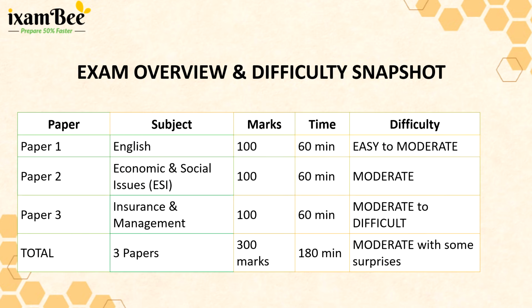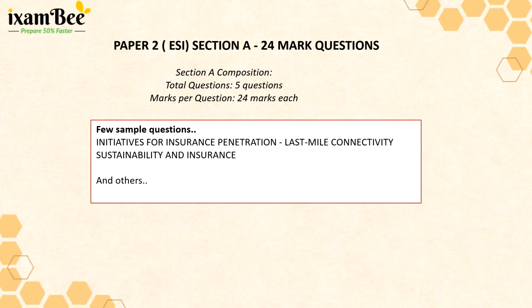Now the difficulty levels are important because paper 2 and paper 3 require more careful understanding of the concepts. But before we deep dive into that, let's look at what each paper actually tests. So talking about the ESI paper, it has two sections. Section A, which is 24 marks questions. The structure is 5 questions in total, 24 marks per question. So you answer all the 5 questions.